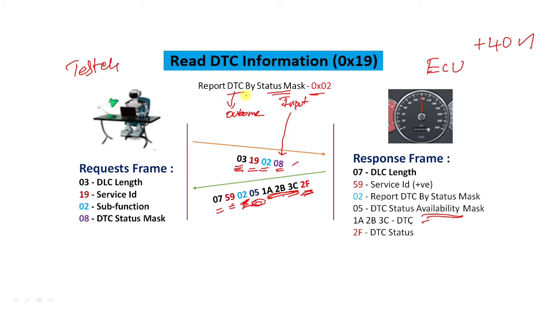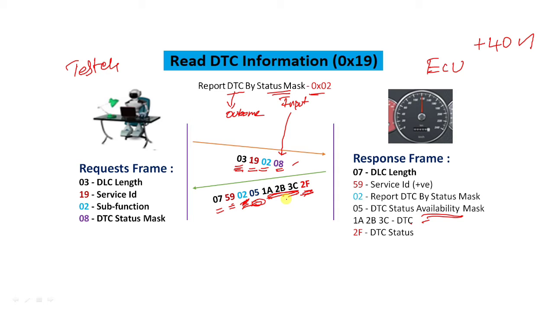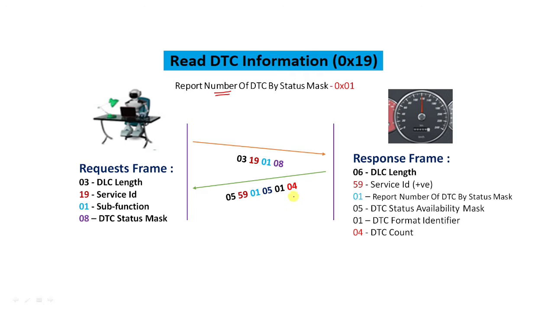See here, report DTC by status mask. 01 is report the list of DTC, or the number of DTC, by status mask. See, the number of DTC, it will just give you the number. Here you have only one DTC, right? So in this instance, if you request, you will get only 101 as a response. But in this instance, you may have 4 DTC. So again, you give a request, then you get the response. In this response, what are the new factors?